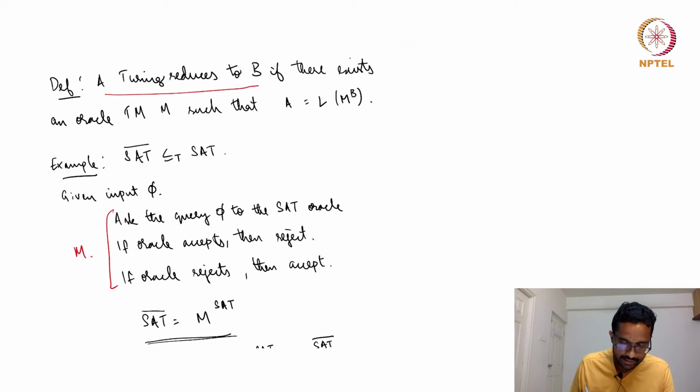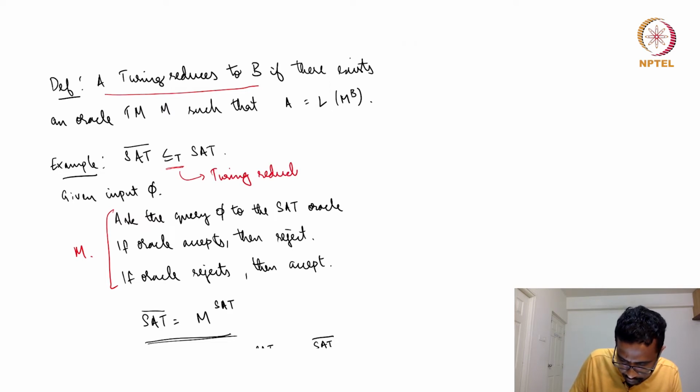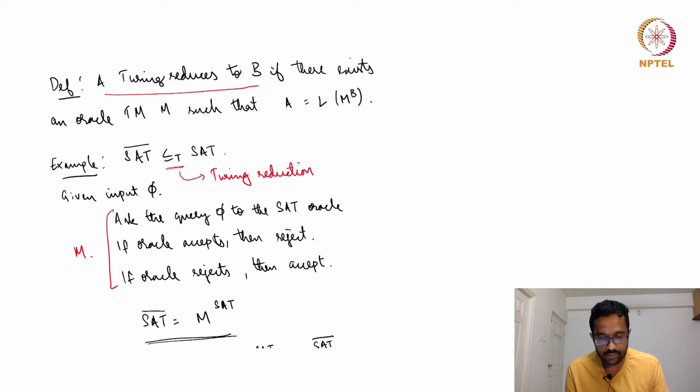So the simple example is that SAT complement is reducible to SAT using Turing reduction. The less than or equal to with subscript T indicates Turing reduction. SAT complement is reducible to SAT. So what does it mean? It means that there is a machine with access to a SAT oracle that can decide SAT complement.